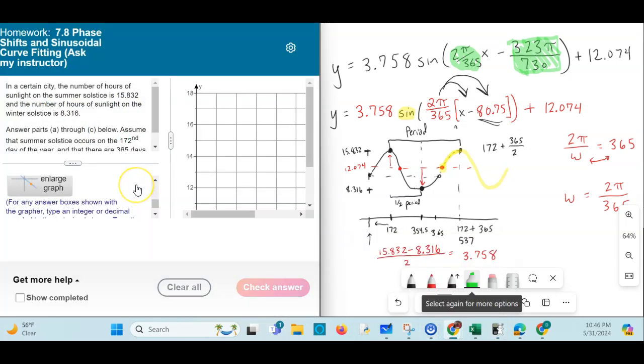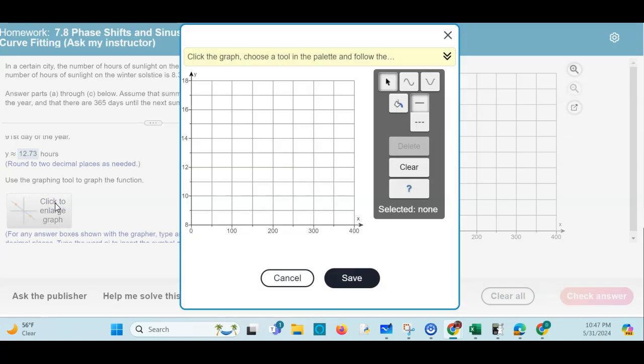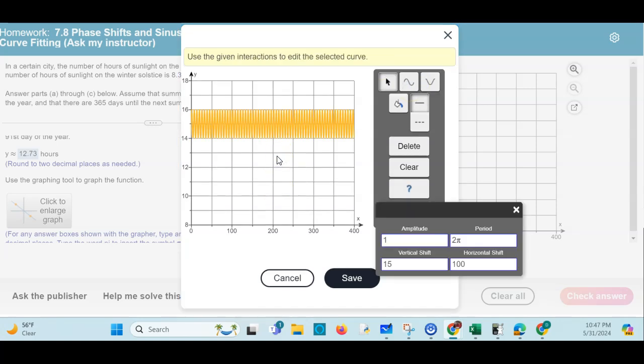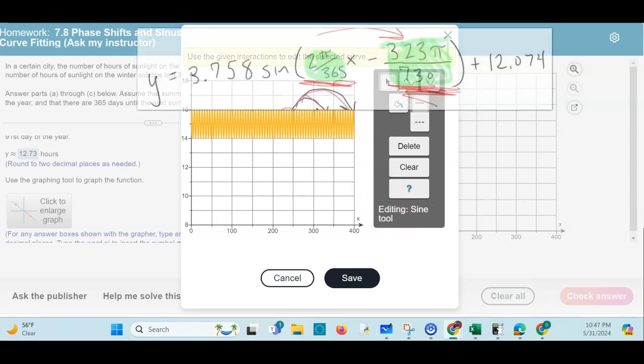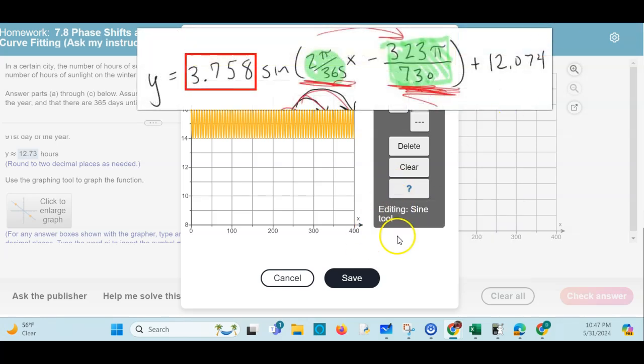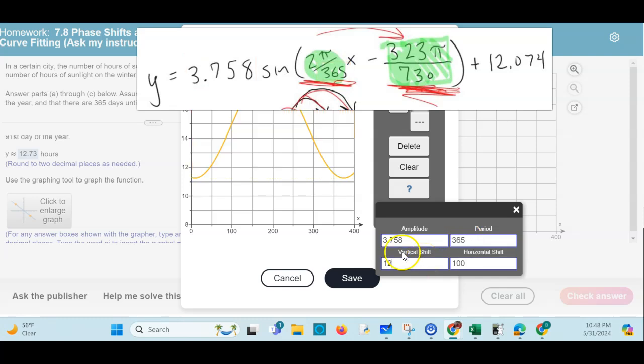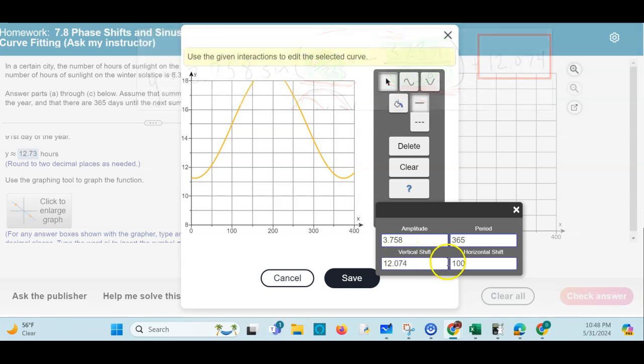All right, finally, the last question wants me to graph it. So I'm going to click here, click the correct tool. So this is a sine wave, so I'm going to click the sine button. Anywhere, plot it in there. It wants to know what's my amplitude. So my amplitude is that 3.758. My period is 365. All right, my vertical shift, it's the midline, so that's 12.074. And then my horizontal shift.